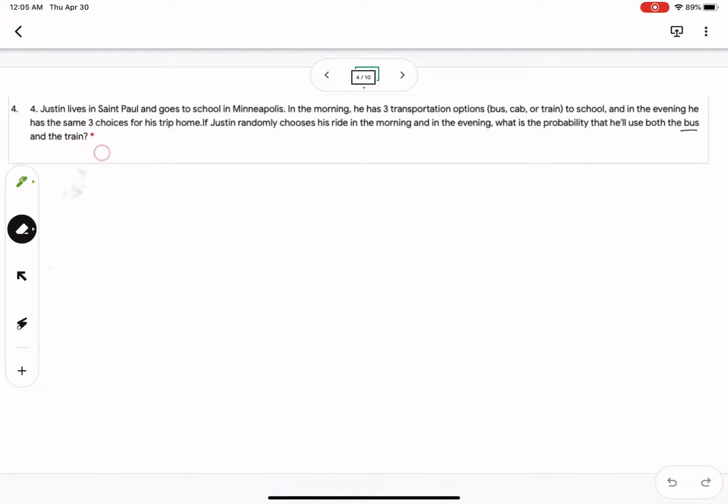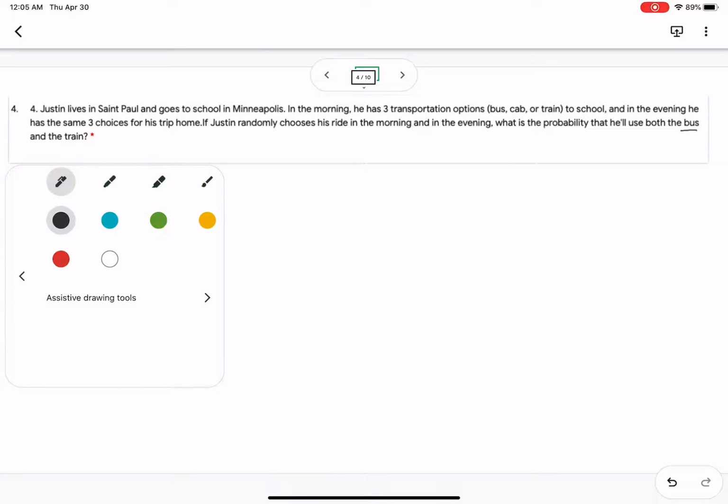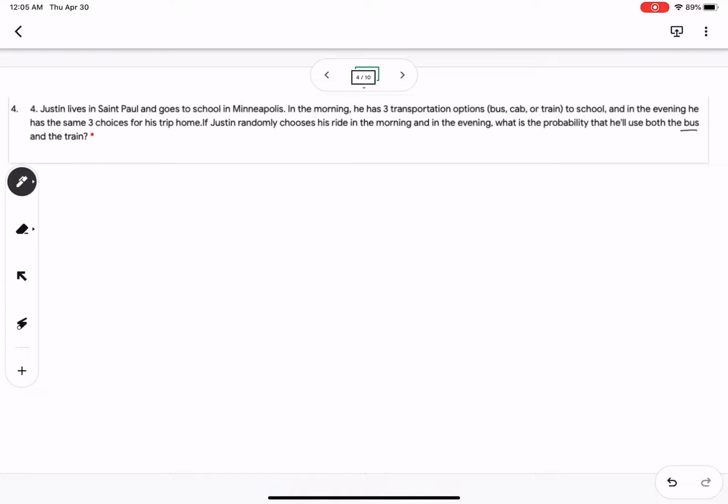Alrighty, so Justin lives in St. Paul and goes to school in Minneapolis. In the morning, he has 3 transportation options: bus, cab, or train. And in the evening, he has the same 3 for his trip home. If he randomly chooses his ride in the morning and in the evening, what's the probability that he'll use both the bus and the train? So we're not finding different options necessarily now. Now we're looking at the probability. Now we're going to need those options to find the probability.